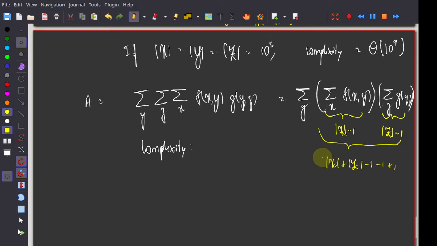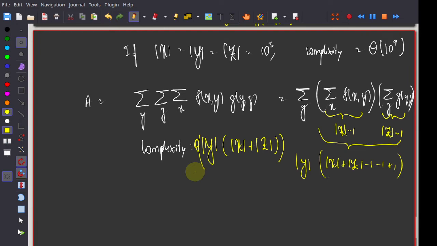So what is the total number of operations required? It is this times the size of y. So the overall complexity is some constant times size of y times size of x plus size of z, ignoring constant terms. So from complexity size of x times size of y times size of z, we've gone down to complexity size of y times size of x plus size of z.